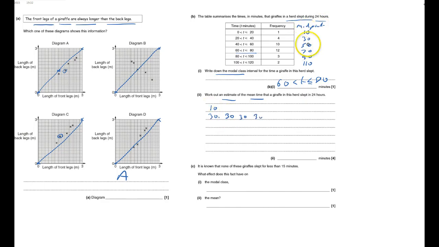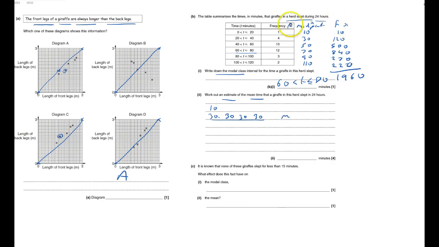And so if I'm going to work out the mean, I need to add up all these. So 10, and this is what we use the fx column. F for frequency and x for my value. 1 10 is 10. 4 30s is 120. 10 50s is 500. So that's 840. 3 90s are 270. And 2 110s are 220. If you add up all those, you get 1,960.